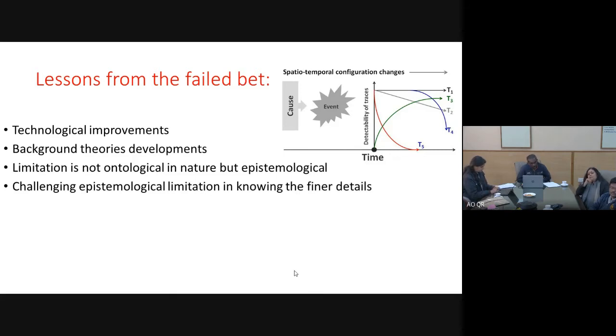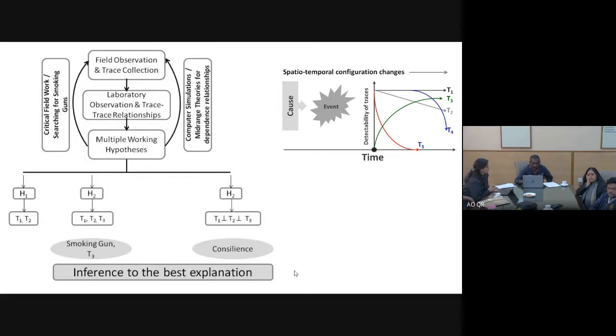Then further, a challenging epistemological limitation is in knowing the finer details. For example, the color of the dinosaur one can know, but what about the color of the eye, or more details? If you want to understand the detailed past, then it is still challenging. But again, we have the scope that better technological improvement and background theory development make it possible.